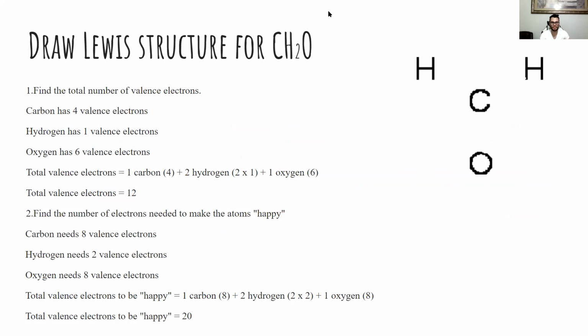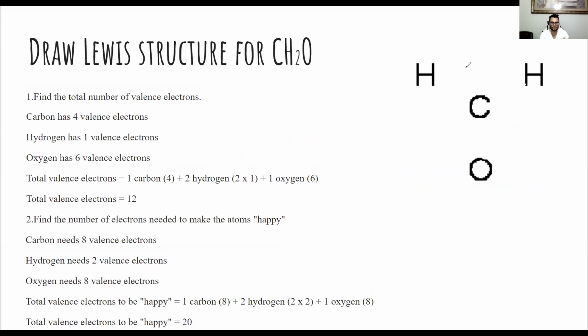Remember, we first find the total number of valence electrons in the molecule. Here we got 2 hydrogens, 1 carbon, and 1 oxygen in this molecule. Carbon has 4 valence electrons, because carbon is located in group 4 of the periodic table. Hydrogen has 1 valence electron, but we got 2, so we have to multiply 1 by 2. So we got 2. And then oxygen has 6 valence electrons because it is located in group 6 of the periodic table. So we add them together and we get 12 total valence electrons.